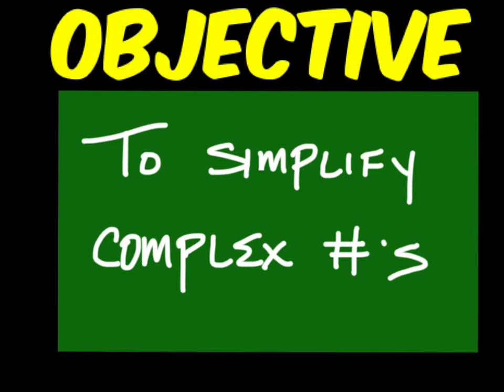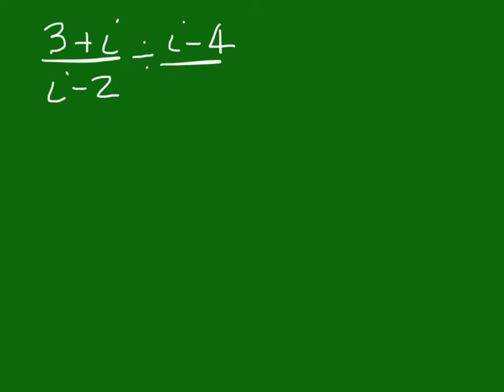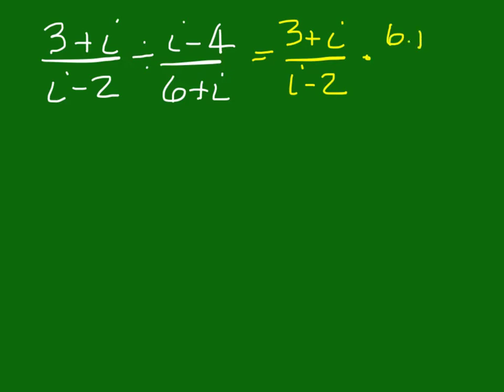To simplify complex numbers. Example number 1. In this case, we're going to have the following. It is 3 plus i over i minus 2, divided by i minus 4 over 6 plus i. You have to flip before you multiply. So we're going to end up with 3 plus i over i minus 2 times 6 plus i over i minus 4.